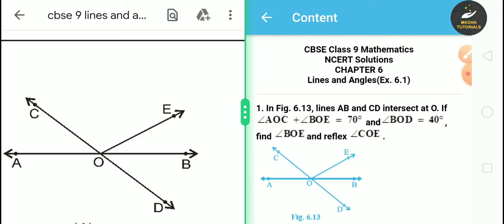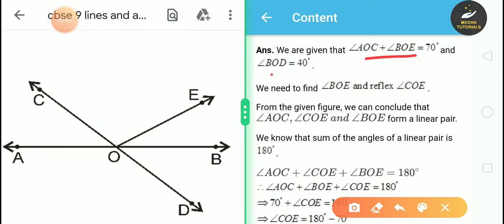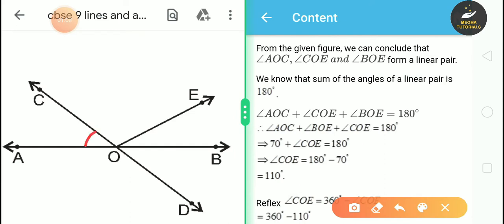So let's start with the solution. It is given that angle AOC plus angle BOE is equal to 70 degrees and angle BOD is equal to 40 degrees, and we need to find angle BOE and reflex angle COE. Okay, so let's start. From the figure we can say that angle AOC, angle COE and angle BOE are on the straight line. Here it is given that they form a linear pair, which is wrong.